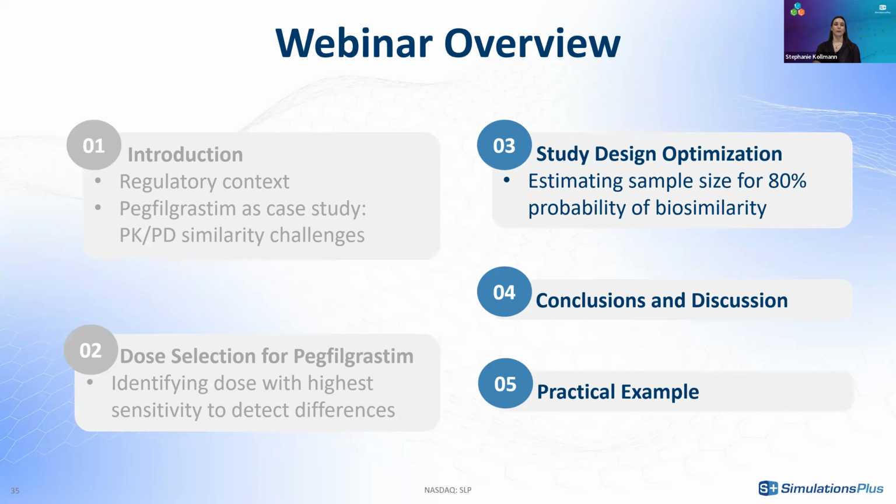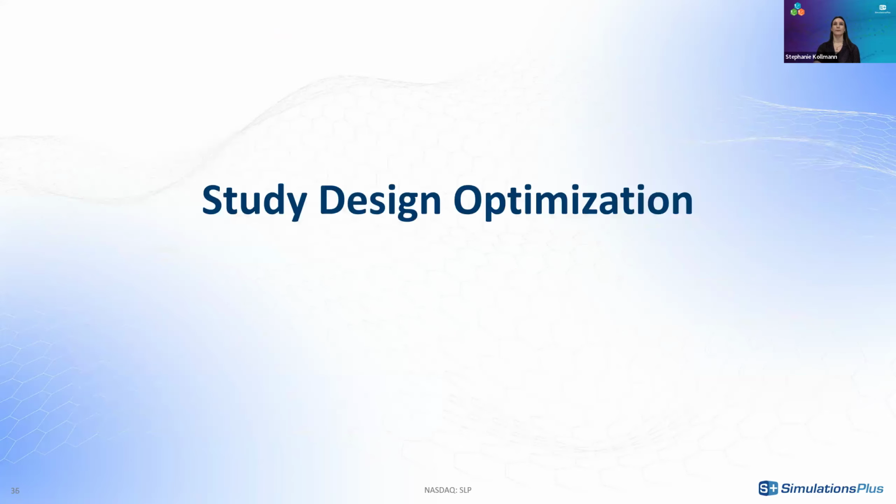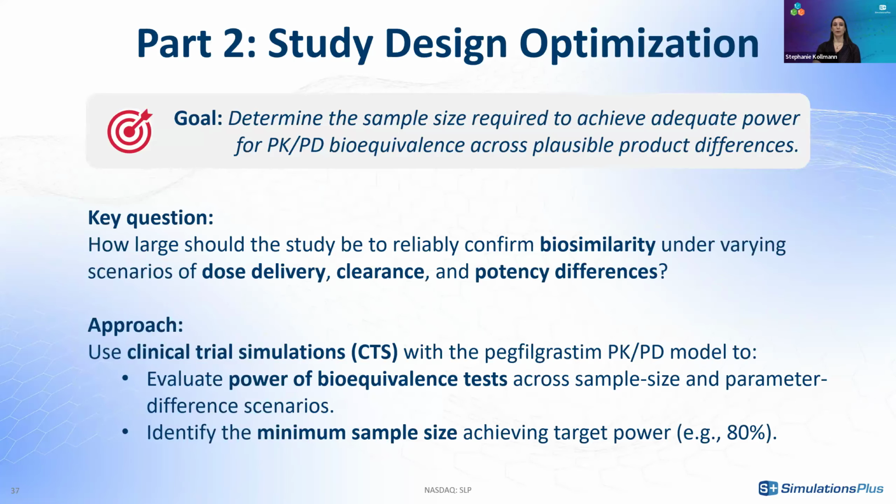So now we move to the second part of the analysis, optimizing the study design by estimating the sample size required to achieve 80% probability to confirm biosimilarity. So the goal here is to determine how large a study must be to reliably demonstrate biosimilarity for pegfilgrastim, given realistic differences between a reference and the biosimilar. And again, we focus on the 3 key sources of variability: dose delivery, clearance, and potency.